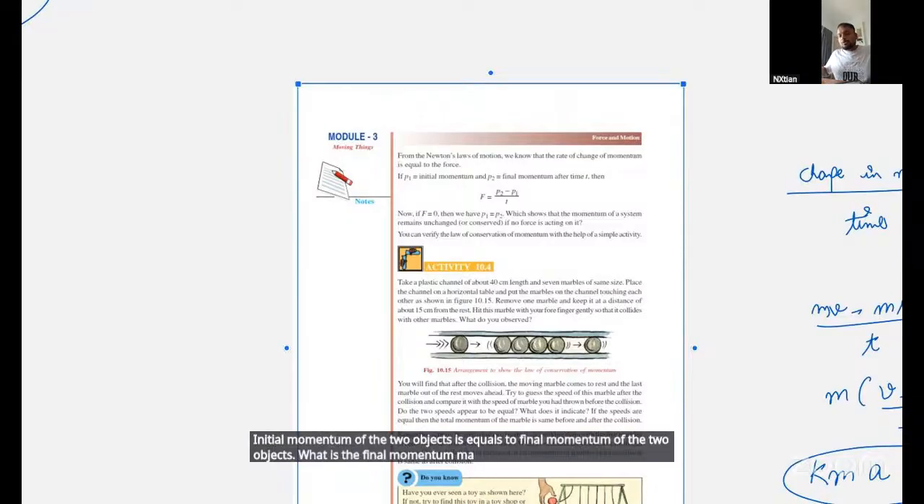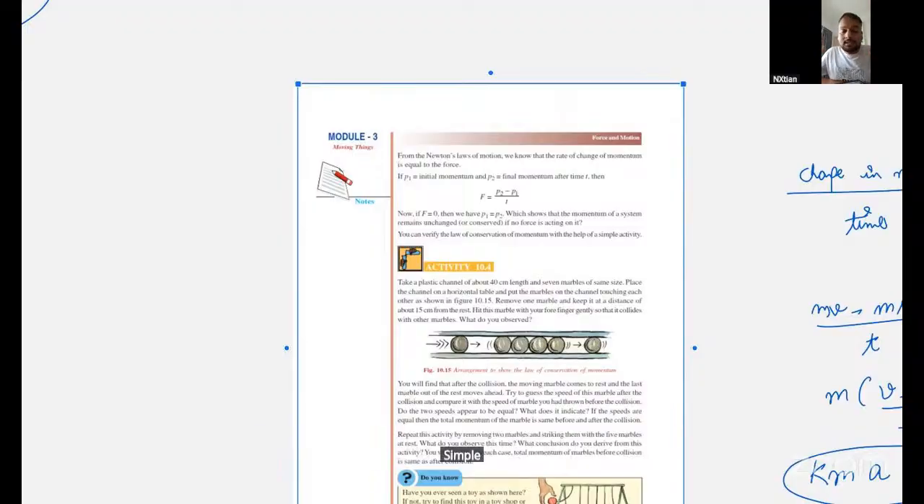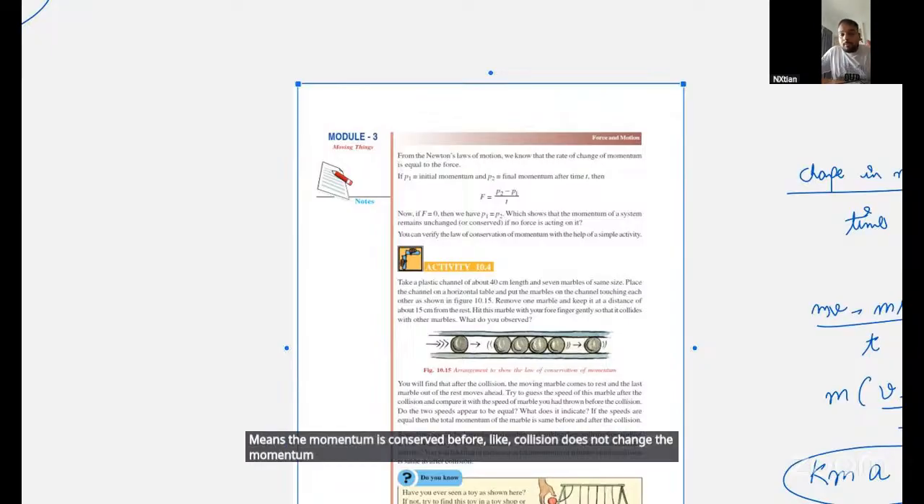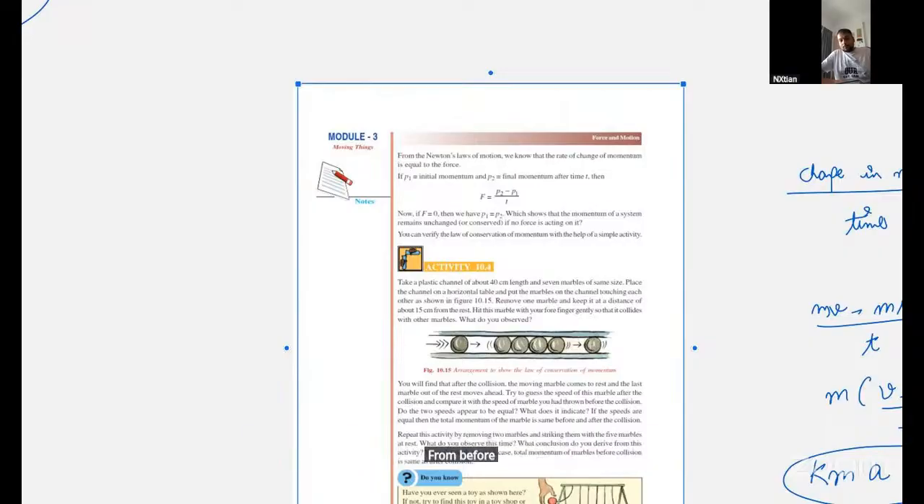MAVA is equal to MAVA plus MBVB. Simple as that. This is the formula. It means the momentum is conserved; a collision does not change the total momentum. The momentum shifts from what it was before to the next one.